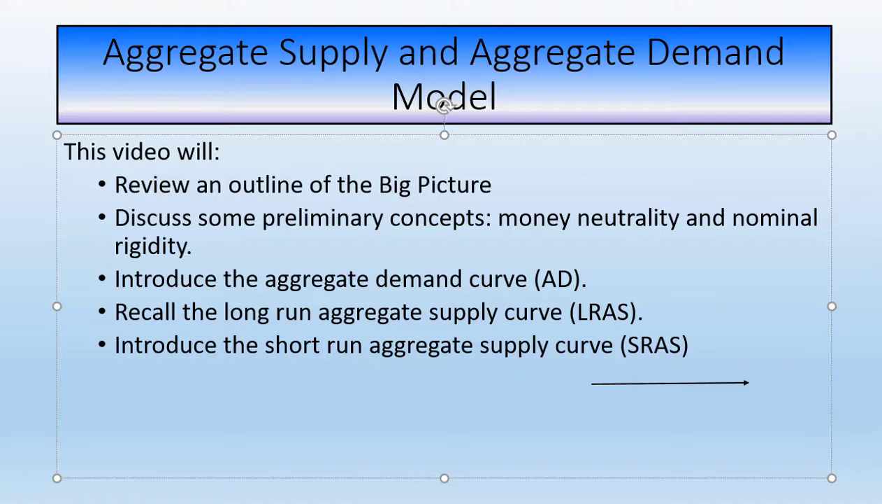We'll introduce the aggregate demand curve. We'll recall, and I'll reintroduce, the long-run aggregate supply curve, which is sometimes called potential GDP or full employment GDP, something we've seen before. And then I'll introduce the concept of the short-run aggregate supply curve.